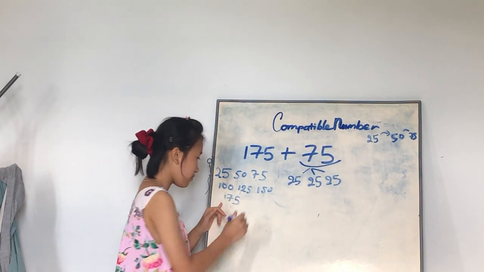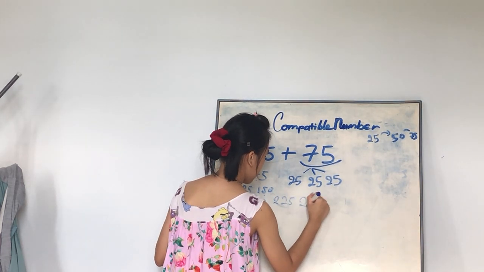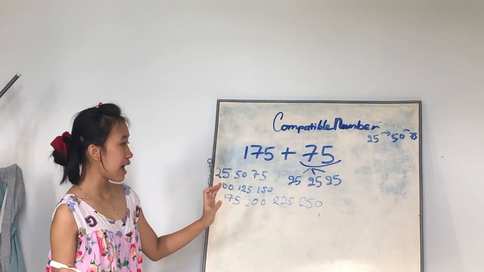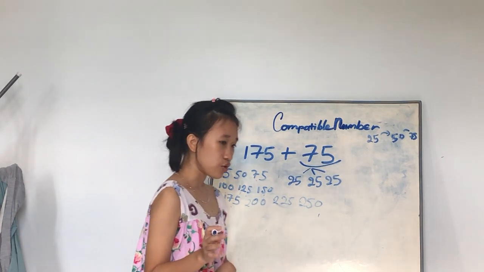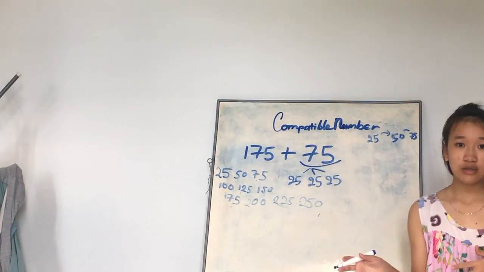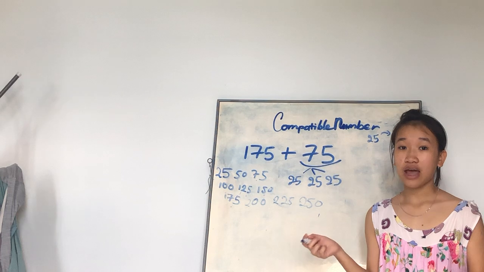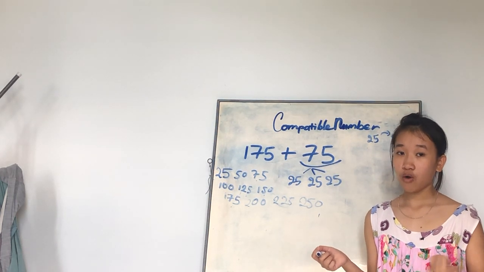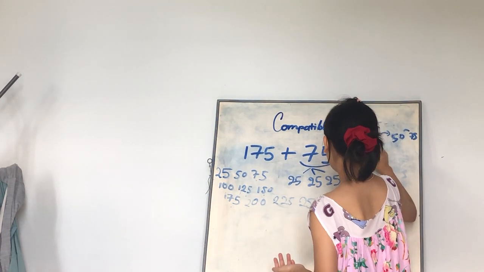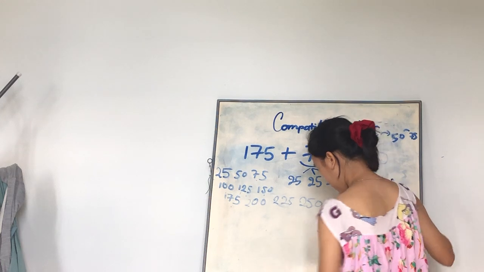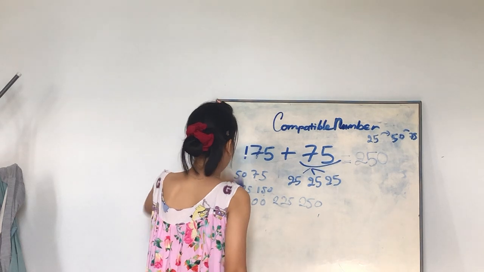So 175, 200, 225, 250. This is how we do the problem with compatible 25, and when you work well with these numbers, you can solve problems much faster. So the answer is 250. That's the answer to the second example.